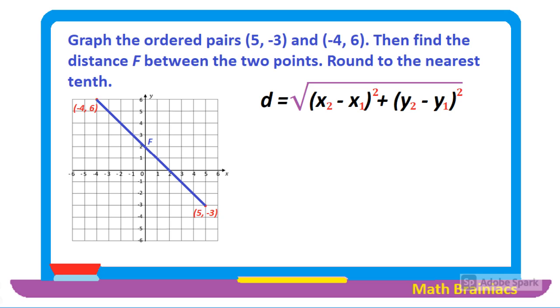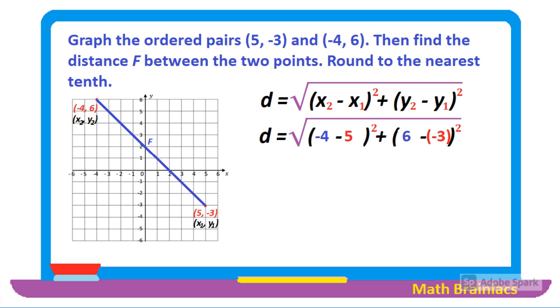This time, we are going to use the distance formula, the square root of (x2 minus x1) squared plus (y2 minus y1) squared. Let us assign the first ordered pair as x1 and y1, while the second ordered pair is x2 and y2. Then, let us substitute the assigned values into the given equation. Therefore, d is equal to the square root of (-4 minus 5) squared plus (6 minus (-3)) squared.